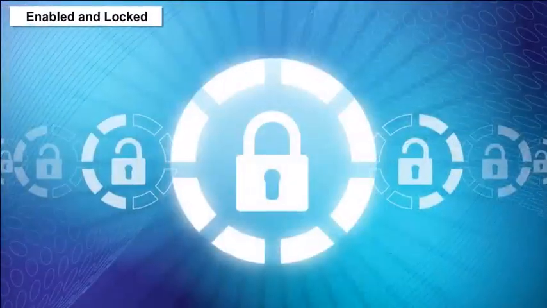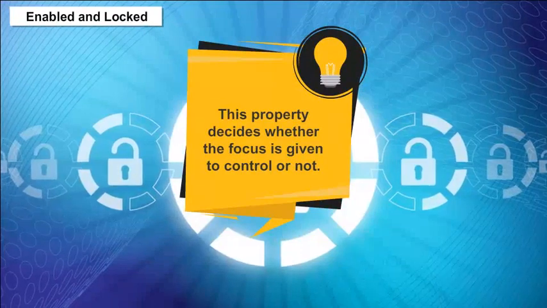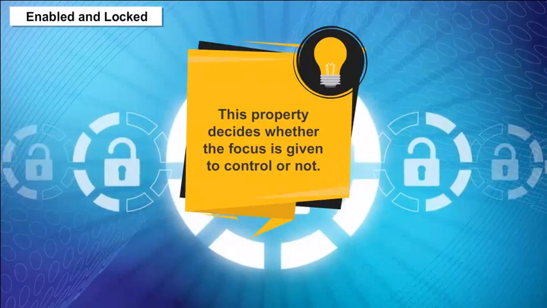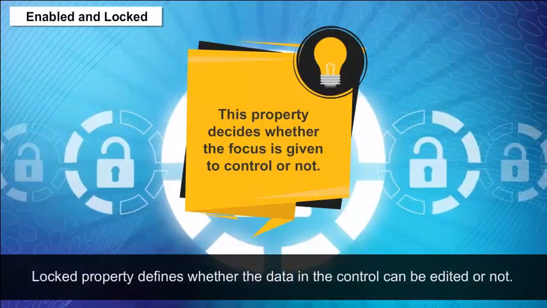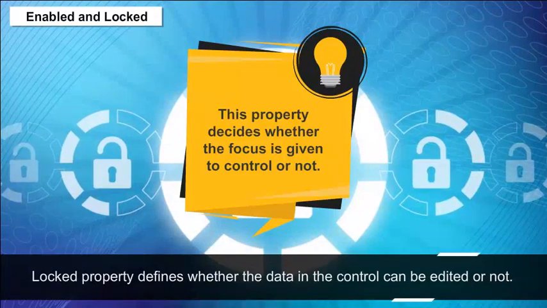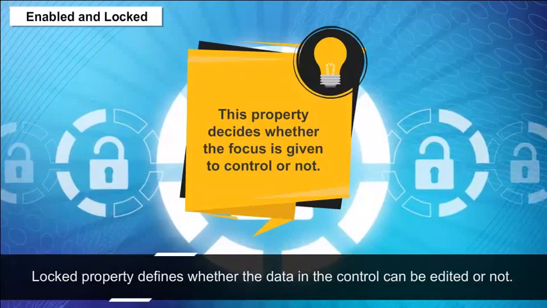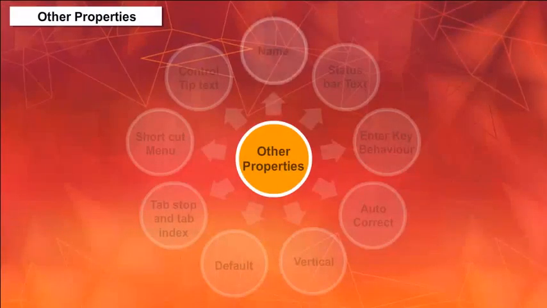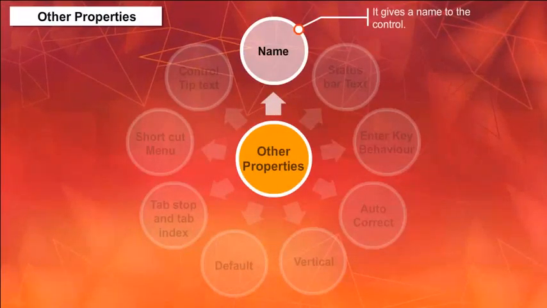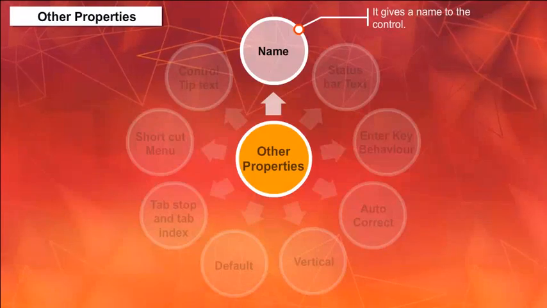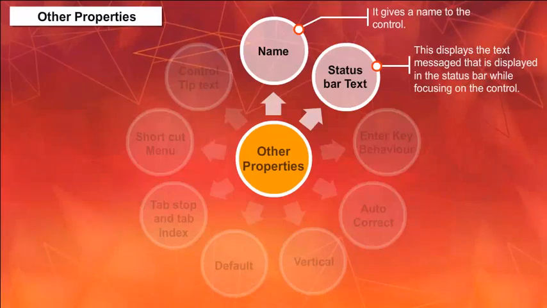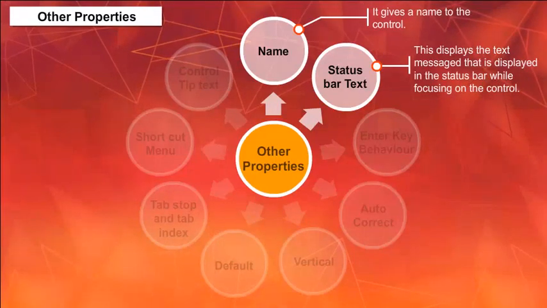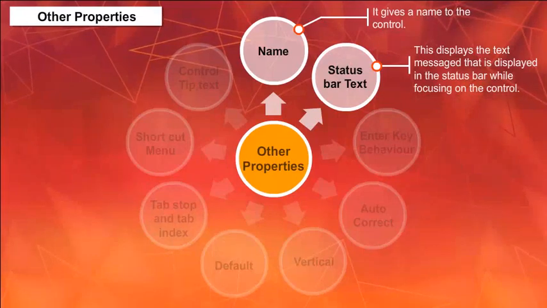Enabled and locked. This property decides whether the focus is given to the control or not. The Locked property defines whether the data in the control can be edited or not. Other properties. Name. It gives a name to the control. Status bar text. This displays the text message that is displayed in the status bar while focusing on the control.